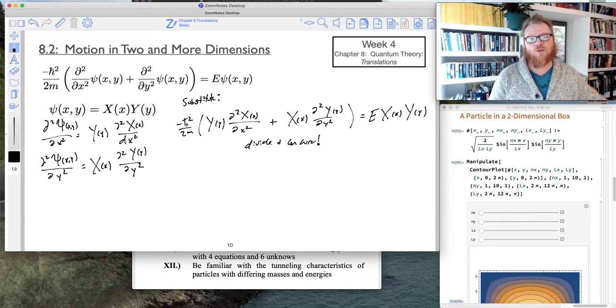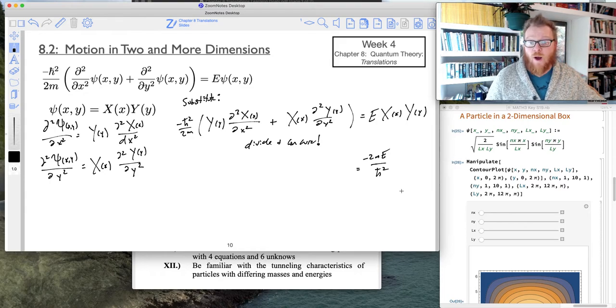First, I'm gonna move all of my constants over to this side, the 2m over h bar squared. I'm gonna move that over, okay? And so I'm gonna write that down directly. So I'm just gonna say that that is negative 2me divided by h bar squared, okay?